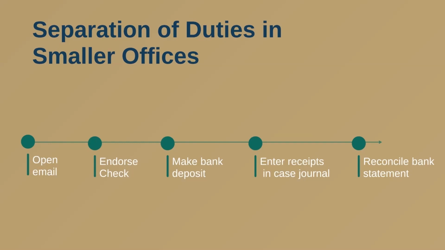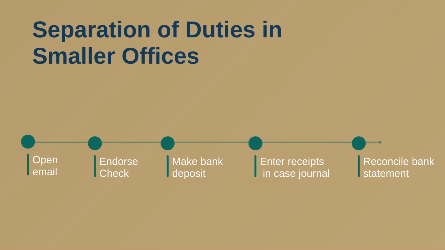Here is a cash receipts procedure, which includes 5 steps. 1, open the mail. 2, endorse the check. 3, make the bank deposit. 4, enter receipts into the cash journal. And 5, reconcile the bank statement.